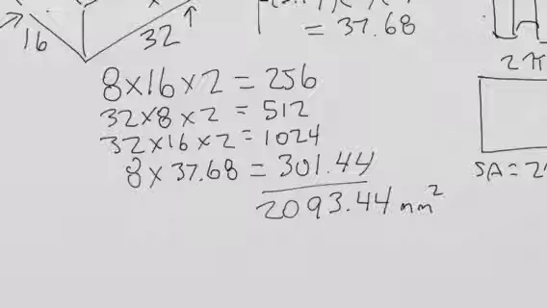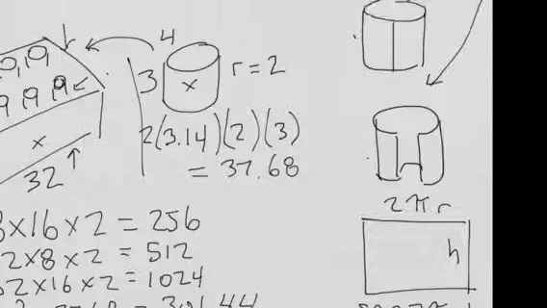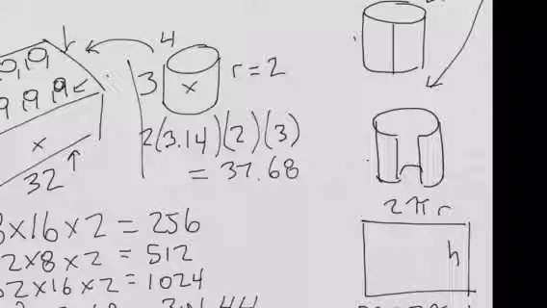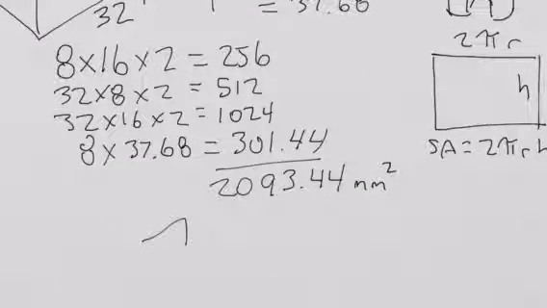So the surface area of that Lego block is 2093.44. Again, we calculated the rectangular prism, and we have all these 8 cylinders. The top was already included in the calculation of the rectangular prism, so we only needed the outside wrapping of the cylinder, which again we calculated as 2 times pi times r times the height, to get 37.68, and we had 8 of those. Here's your answer.